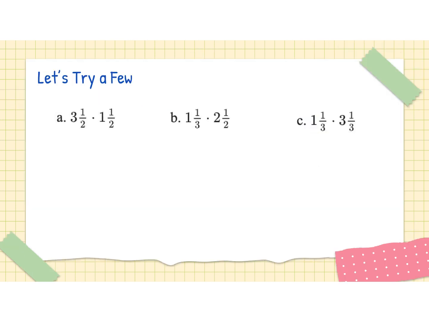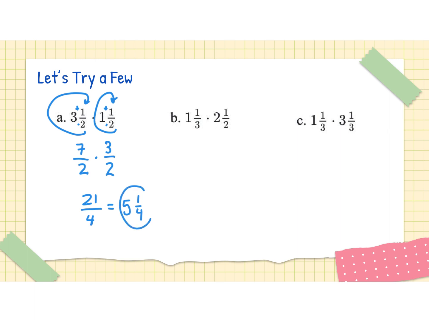So let's try a couple. First thing that we want to do is go around the world. We want to do 3 times 2 is 6, plus 1 is 7, and we bring down the 2. Around the world, 2 times 1 is 2, plus 1 is 3. Bring down the denominator. We multiply across, 21 over 4. How many times can 4 go into 21? 5 times. And how much do you have left over? You have 1 and a 4th left over. So that would end up equal to 5 and 1/4. That's the number I'm looking for.